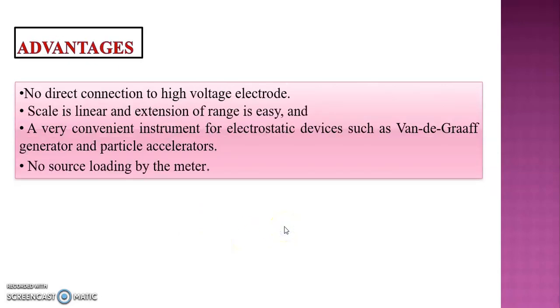So our next topic is advantages. In the advantages of generating voltmeter, the main advantage is no direct connection to high voltage electrode. Also, scale is linear and extension of range is easy. And it is a very convenient instrument for electrostatic devices such as Van de Graaff generator and particle accelerators. Also, no source loading is done by the meter.